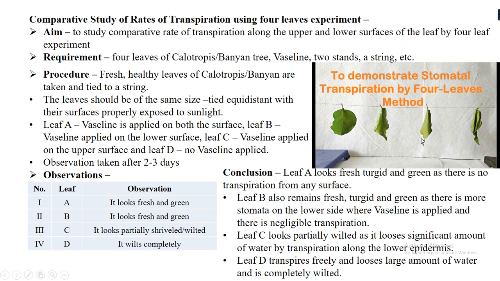Leaf C, we applied Vaseline on the upper surface. Here the lower surface was exposed and so there was more transpiration, more water loss, and therefore there was partial wilting of this leaf. And if you see leaf D, this leaf has transpired freely. There was no Vaseline applied, so there were no pores that were blocked. So a maximum amount of water is being lost from leaf D. So this is one experiment that can be kept for specimen E.